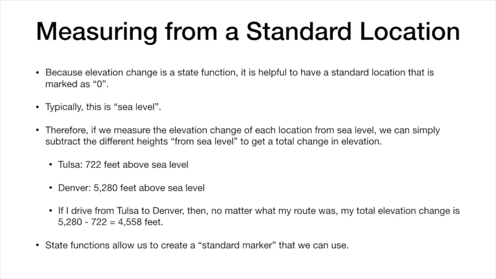Okay, so if we have a point on the coast and we mark that point as 0, we call that sea level. And so if I say that Tulsa is 722 feet above sea level, that means the total change in elevation from me driving to Tulsa to me driving to sea level is going to be 722 feet. Likewise, if I know that Denver is 5,280 feet above sea level, then if I drive from Denver all the way to the coast to sea level, that's going to be a 5,280 feet change. And since I know both of those, I can figure out the total change in elevation between Tulsa and Denver by subtracting them.